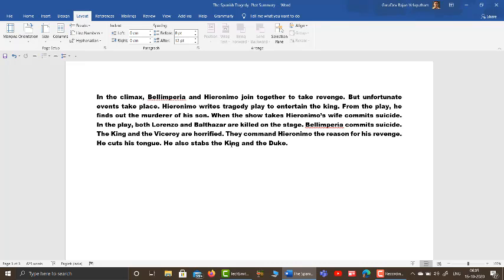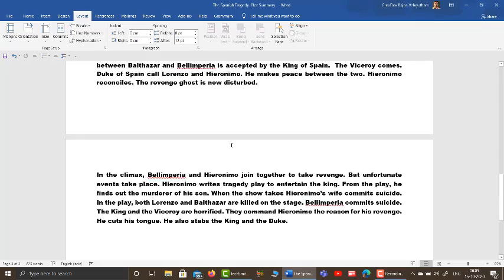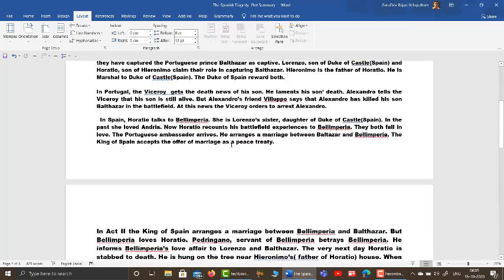After the revenge, Don Andrea's spirit gets satisfied, and the revenge spirit takes Don Andrea to the underworld peacefully, and the spirit of Don Andrea is accepted in the underworld. So this is how the story comes to an end. For this reason, this drama is called a revenge tragedy.